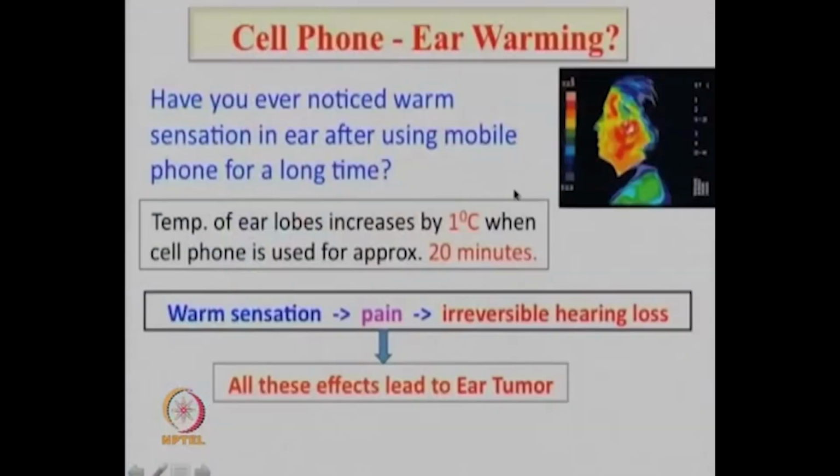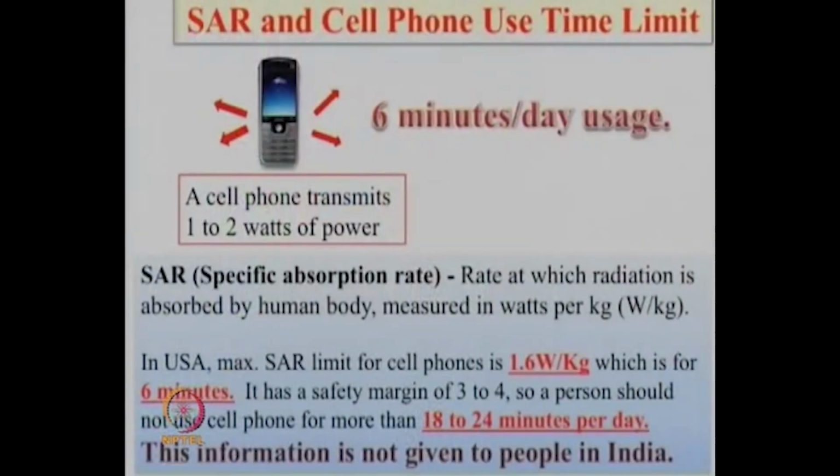Let me also ask you one question: if you use a cell phone for more than 20 to 30 minutes, do you feel a headache? If you do, let me forewarn you that you are getting into stage 2. That headache leads to so many other problems: irritation, memory loss, concentration problems, and ultimately brain tumor. So let me now define how we define the SAR value.